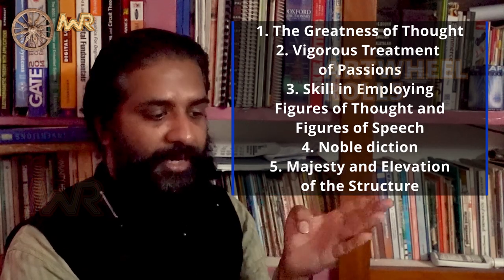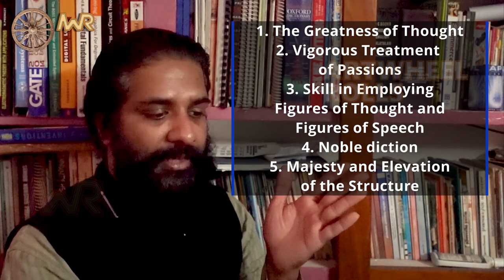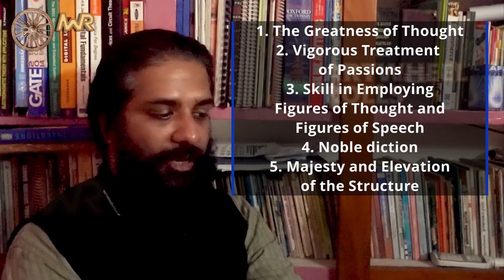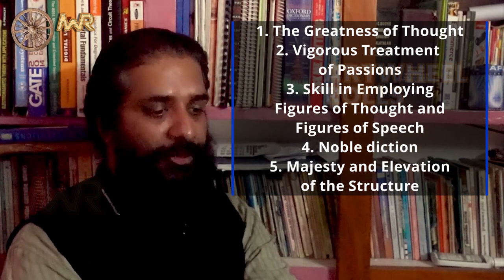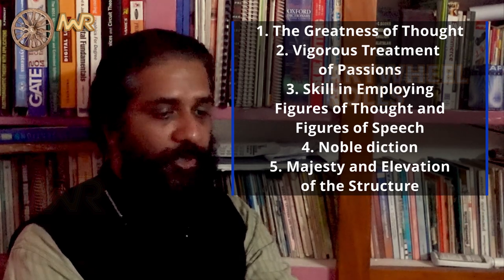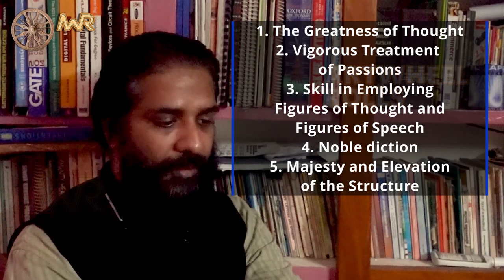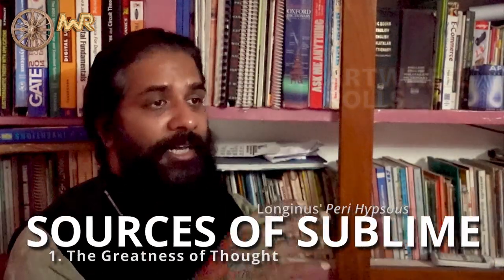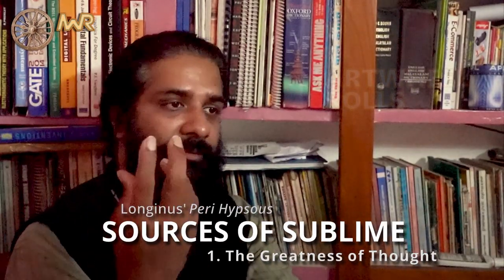And fourth is noble diction. And fifth is majesty and elevation of structure. So these are the five principal sources of elevated thought or elevated language. Or are the sources of the sublime. The greatness of thought. What is the greatness of thought?